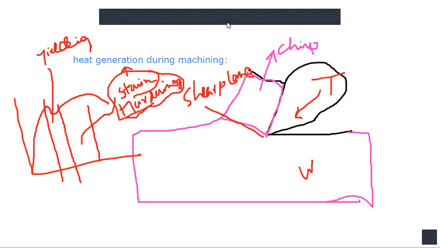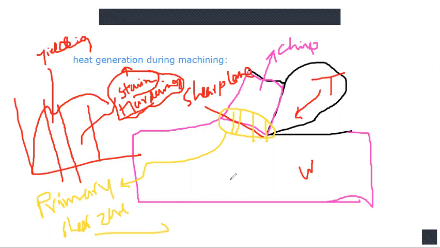So the major portion of the heat generation is in the shear plane region, that is called the primary shear zone. Maximum heat is released in this zone. Almost 95% of the total heat generated during machining is at the shear plane. Okay.